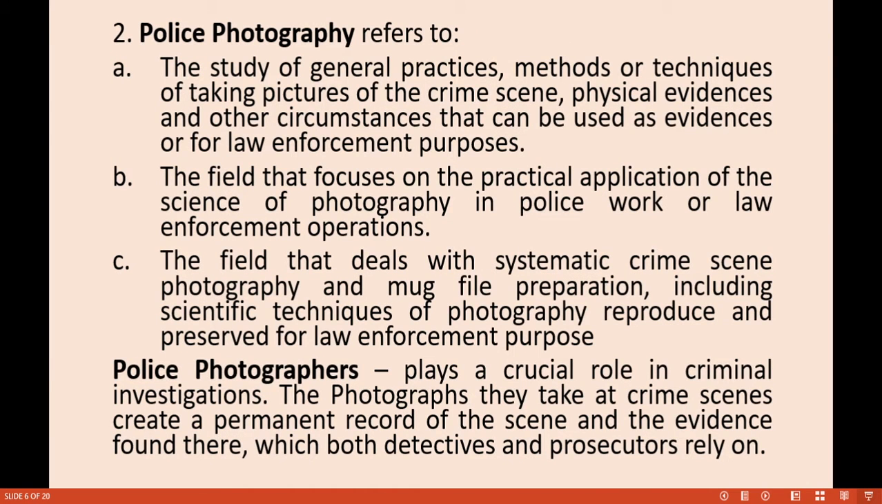Police photography refers to the study of general practices, methods, or techniques of taking pictures of the crime scene, physical evidence, and other circumstances that can be used as evidence or for law enforcement purposes. Second, it is the field that focuses on the practical application of the science of photography in police work or law enforcement operation. Third, it is the field that deals with systematic crime scene photography and mug file preparation, including scientific techniques of photography to produce and preserve for law enforcement purposes.